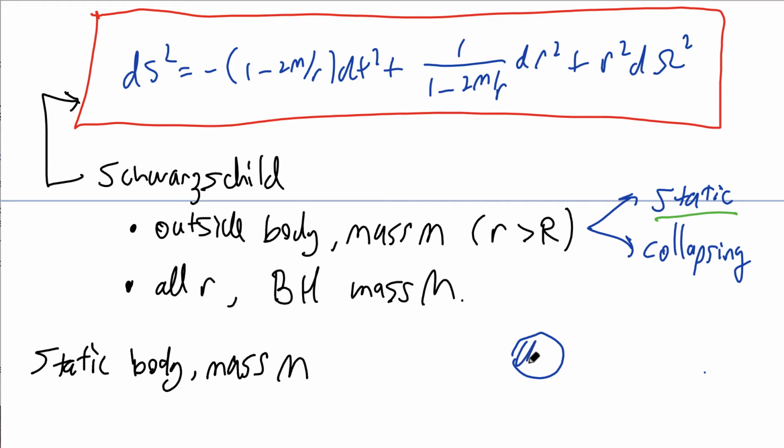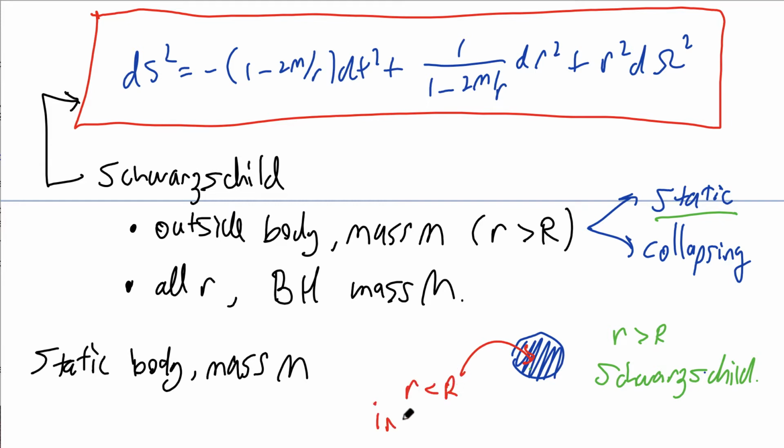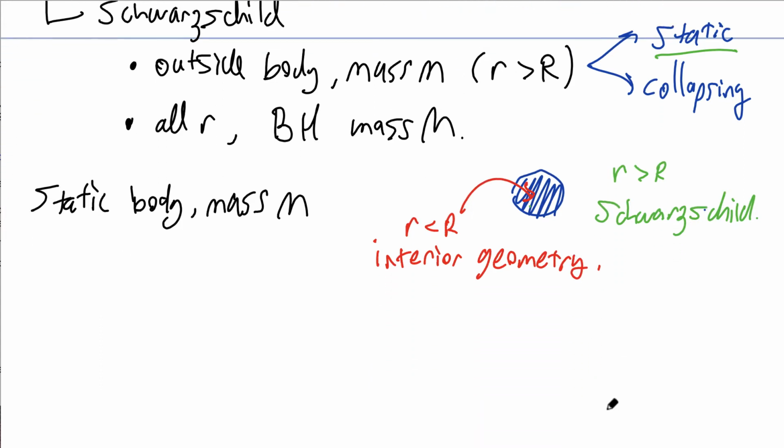So if this is the body, we know what the geometry is in this exterior region. In this region r greater than R, we have the Schwarzschild geometry. Now we'll turn our attention to the region r less than some capital R and discuss the interior geometry. We'll assume that the interior geometry is static and spherically symmetric.